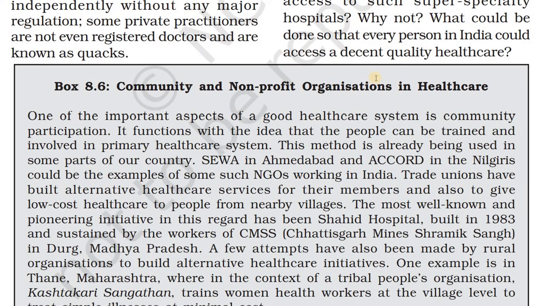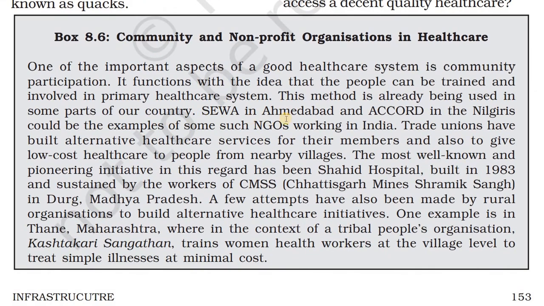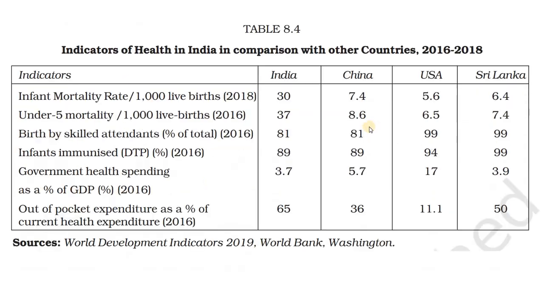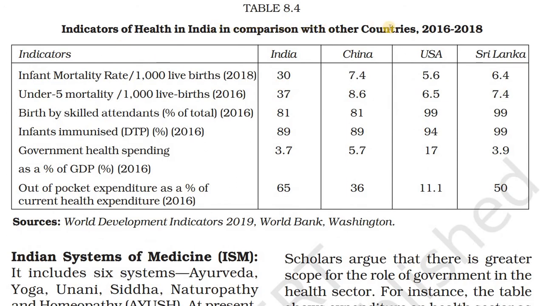Then community non-profit organizations, like Seva, some organizations are working for these health facilities. Then indicators of health in India compared with other countries, 2016 and 18. Infant mortality rate per 1000 live births: India it is 30, China 7.4, USA 5.6 and Sri Lanka 6.4. In India it is 30.